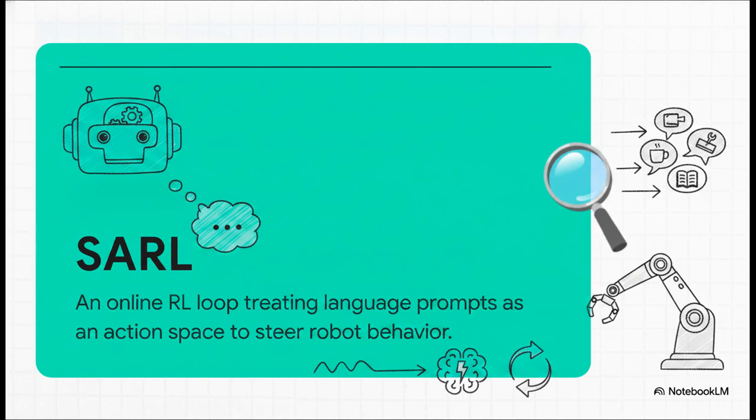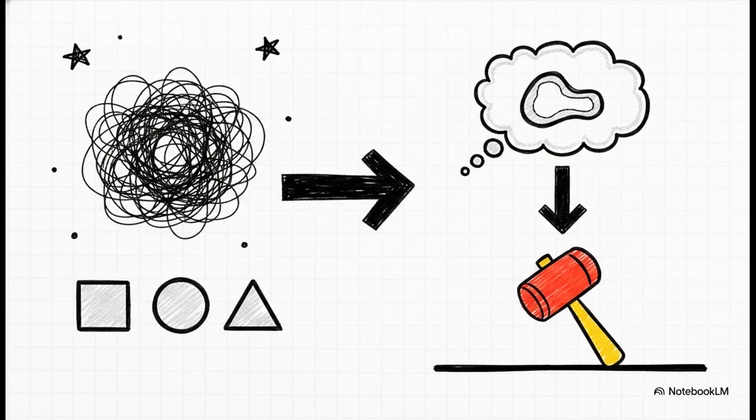Which brings us to Section 3, Introducing Semantic Action RL. Enter SARL, which stands for Semantic Action Reinforcement Learning. SARL takes a radically different approach to robotic training. It stops trying to train the robot's physical motors or tweak its joint angles. Instead, it runs an online reinforcement learning loop over the language prompts themselves. It treats the language instructions as the action space, using real-world interactions to learn exactly which specific words and phrases will actually compel the robot's pre-trained brain to complete the task successfully. So instead of feeding the robot a massive, naive prompt that just causes it to panic, SARL figures out that a sequence of simple, grounded commands works best.